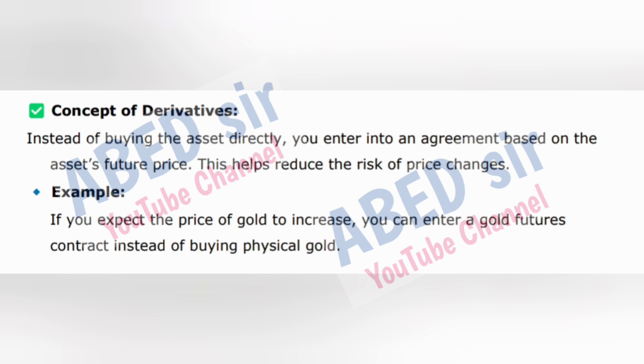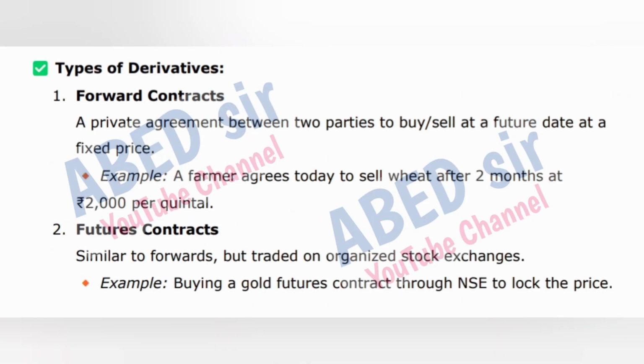Example, if you expect the price of gold to increase, you can enter a gold futures contract instead of buying physical gold. Types of derivatives. 1. Forward contracts. A private agreement between two parties to buy-sell at a future date at a fixed price.